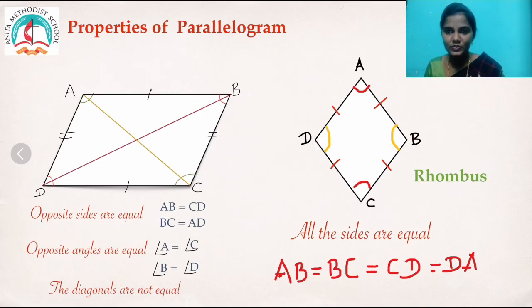Now we understood, children. Rhombus is also a parallelogram. The only difference is in parallelogram the opposite sides are equal, and in rhombus all the sides are equal. The other 3 properties are the same in both parallelogram and rhombus. Now we will watch the video and you will understand that clearly.